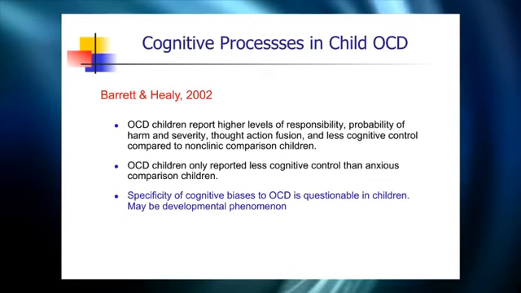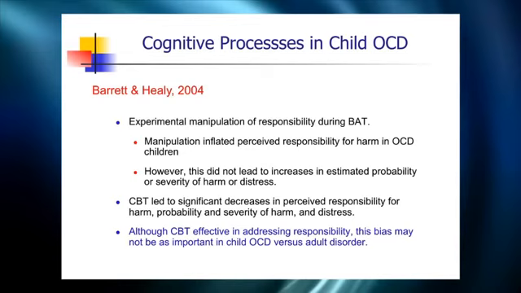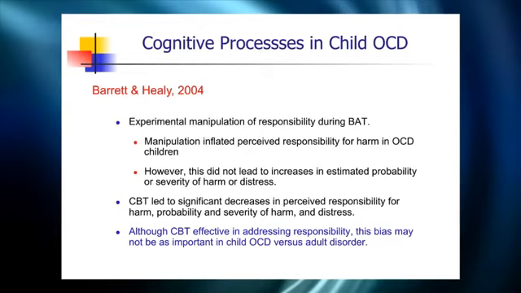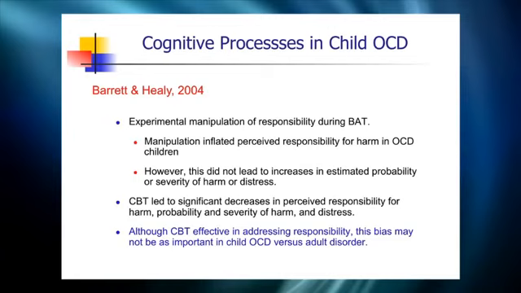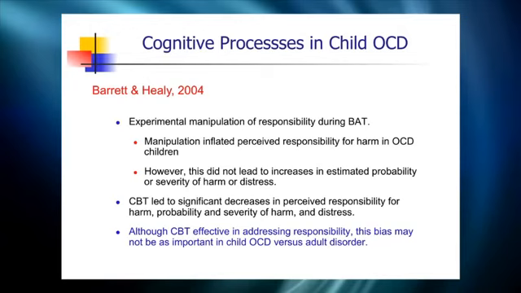The next study that Barrett and Healy did was an experimental manipulation of responsibility. So they had the kids in a behavioral avoidance task. They identified something on the children's fear hierarchy that triggered anxiety or triggered their obsessions. And then they manipulated their responsibility for the bad thing happening. So they basically said, as an example, if this is crooked, you feel that your mom is going to die. So I want you to sign this piece of paper that says, if my mom dies, it is completely 100% my fault, to try to increase the responsibility associated with their OCD.